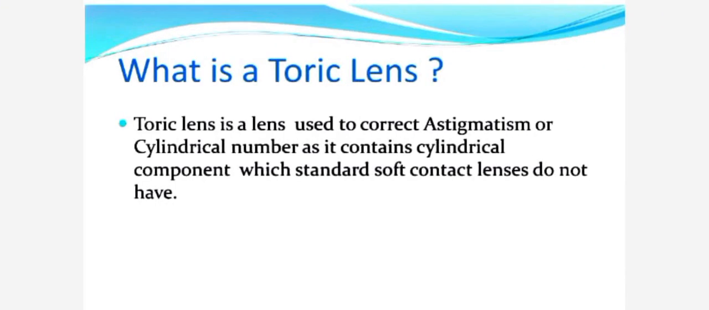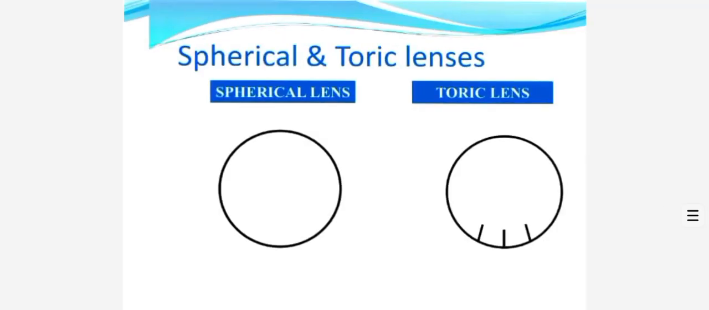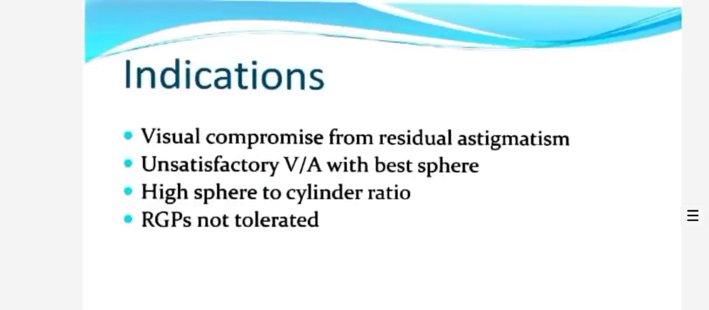A toric lens is a lens used to correct astigmatism, or cylindrical power, as it contains cylindrical components which standard soft contact lenses do not have. Spherical or toric lenses: the first diagram is given for spherical lenses and the second is given for toric lenses.